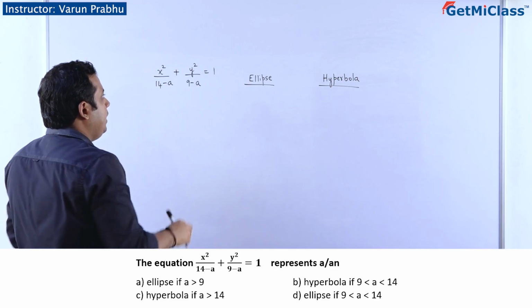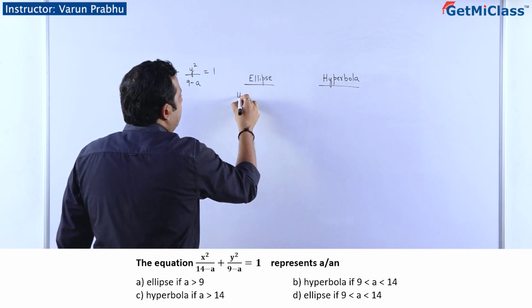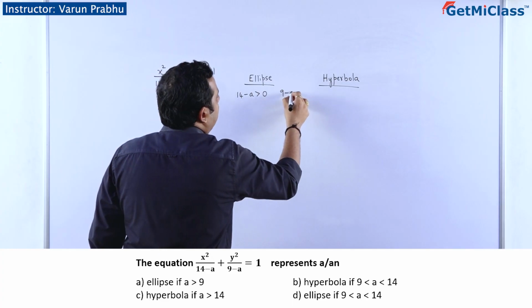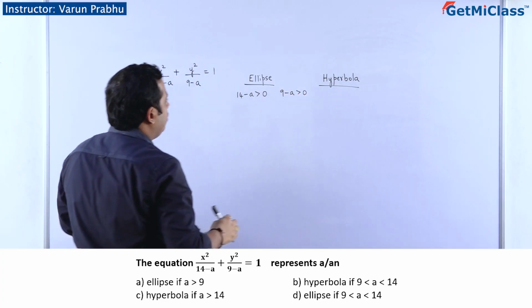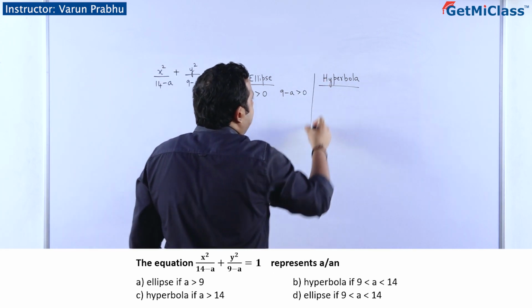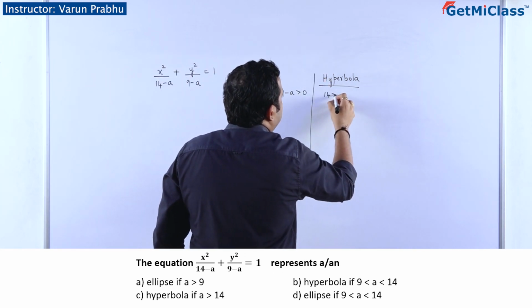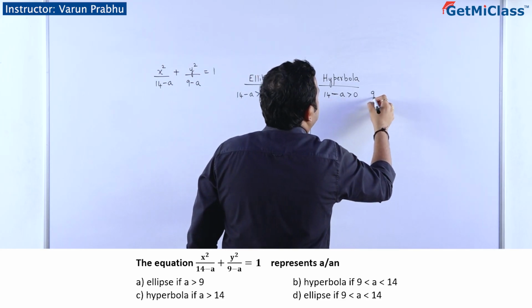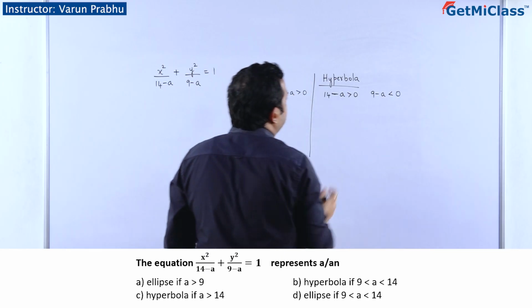Now if it's supposed to be an ellipse, then 14 minus a should be greater than 0 and 9 minus a should also be greater than 0. Correct or not? Because for a square and b square, the sign of separation should be plus only. If it's the case of a hyperbola, then 14 minus a should be greater than 0, but 9 minus a should be less than 0.